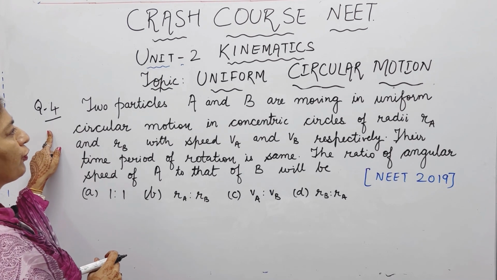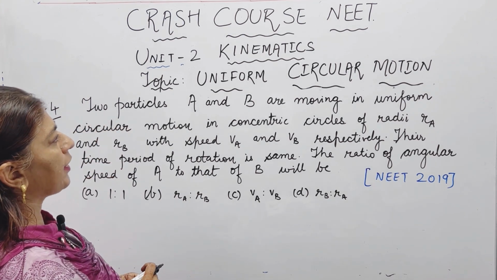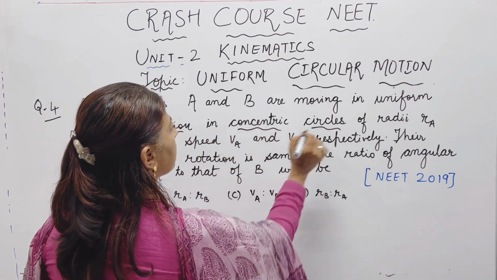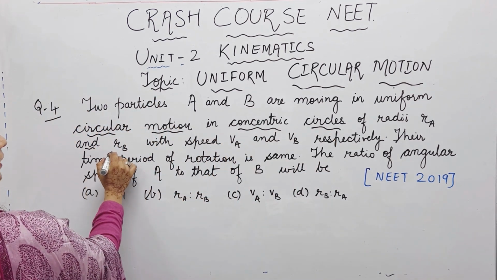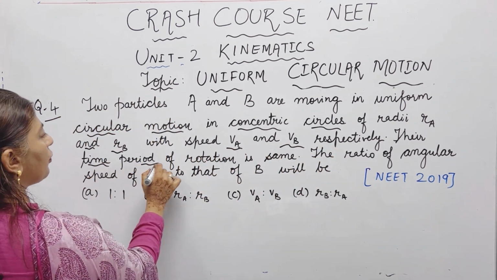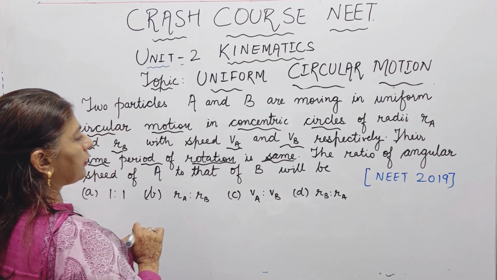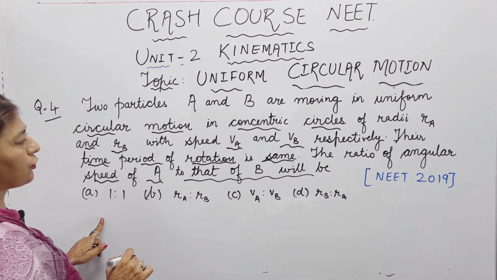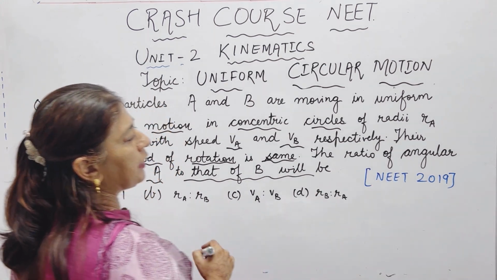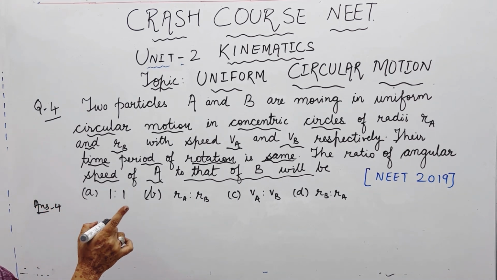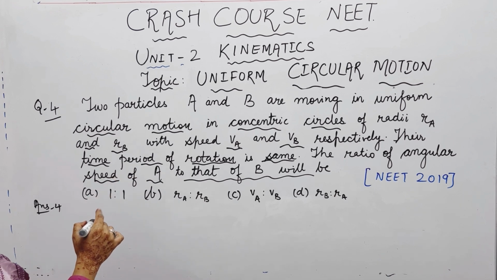In this question number 4, it has been given that two particles A and B are moving in uniform circular motion in concentric circles of radii RA and RB with speeds VA and VB respectively. Their time period of rotation is the same. The ratio of angular speed of A to that of B will be, and these are the options given. This has come in NEET 2019. To solve this question, we will be taking help of the speed relation.